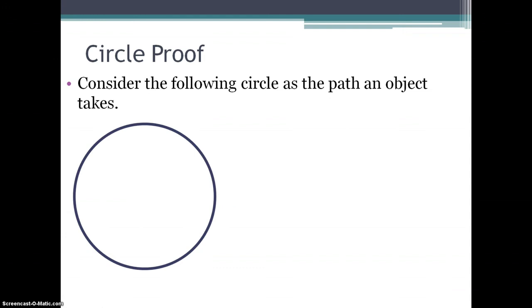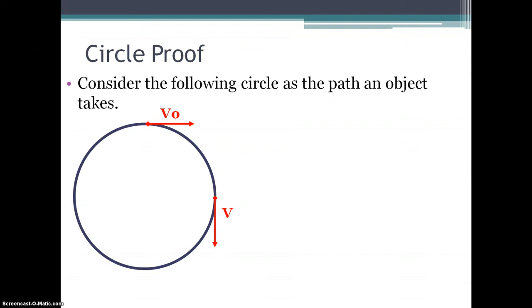So let's look at a classic uniform circular motion proof that proves that the net force and the acceleration always point towards the center of the circle. We look at a circle, and we can choose any 2 points along the circle to do this proof, but I picked a couple just because it makes a nice right angle. Let's say this is my initial velocity, and a second later the object is in the next position, and that'll be my final velocity.